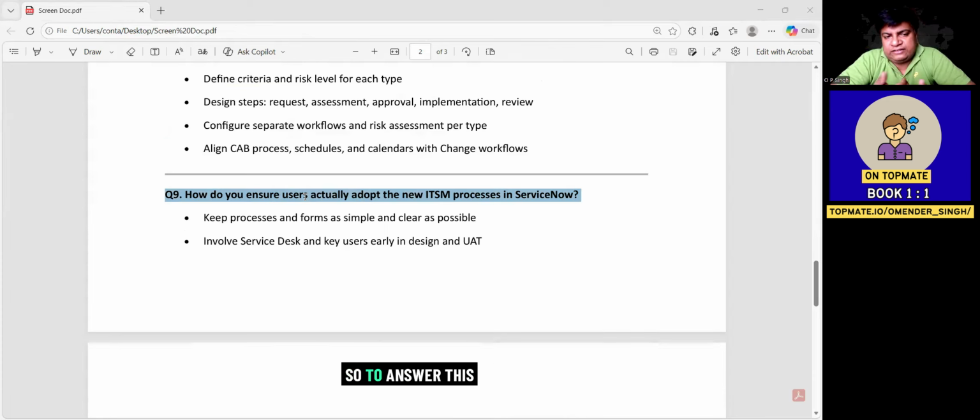Next question: how do you ensure users actually adopt the new ITSM processes in ServiceNow? To answer this, you keep forms and processes as simple as possible, and avoid unnecessary details or unnecessary fields on the form. You make sure to involve service techs and key users while designing and while testing, basically in UAT. You cannot do everything by yourself. You must depend on these people to do thorough testing and provide you the result, as well as be a part of your designing process.